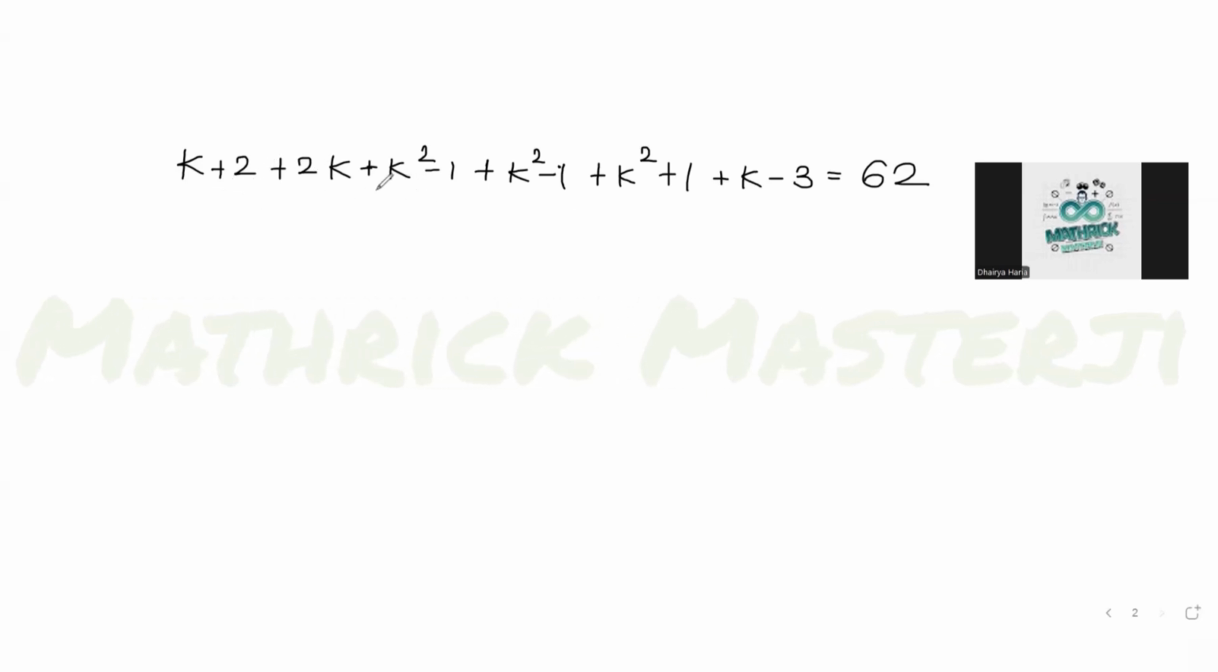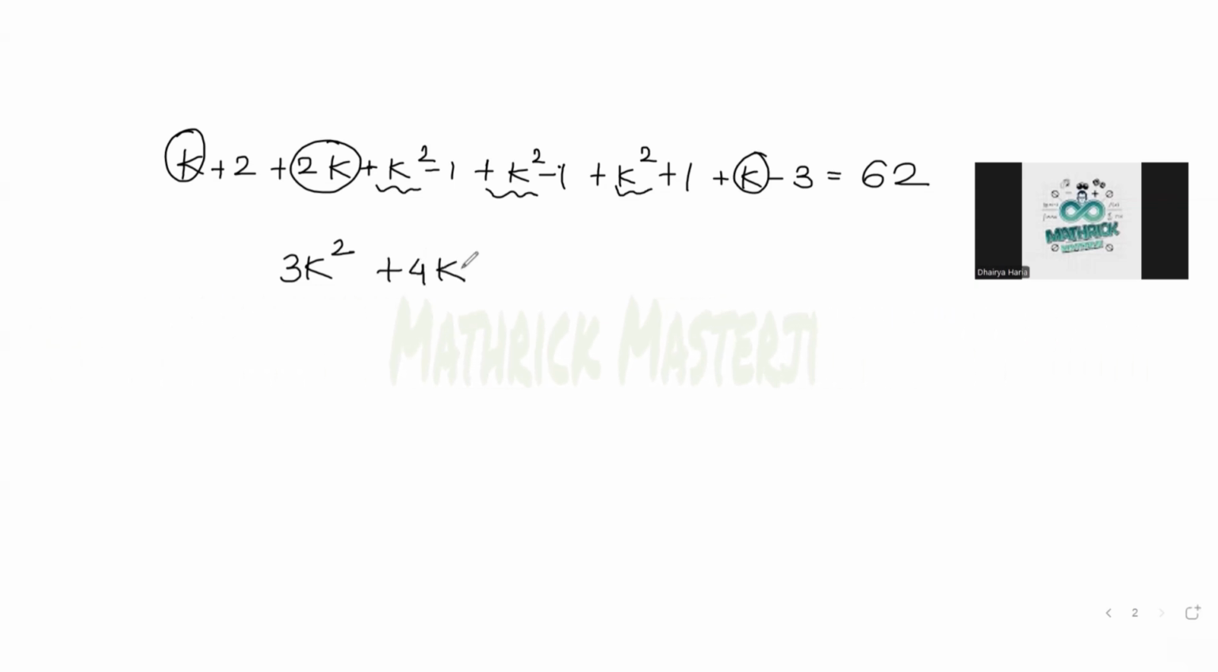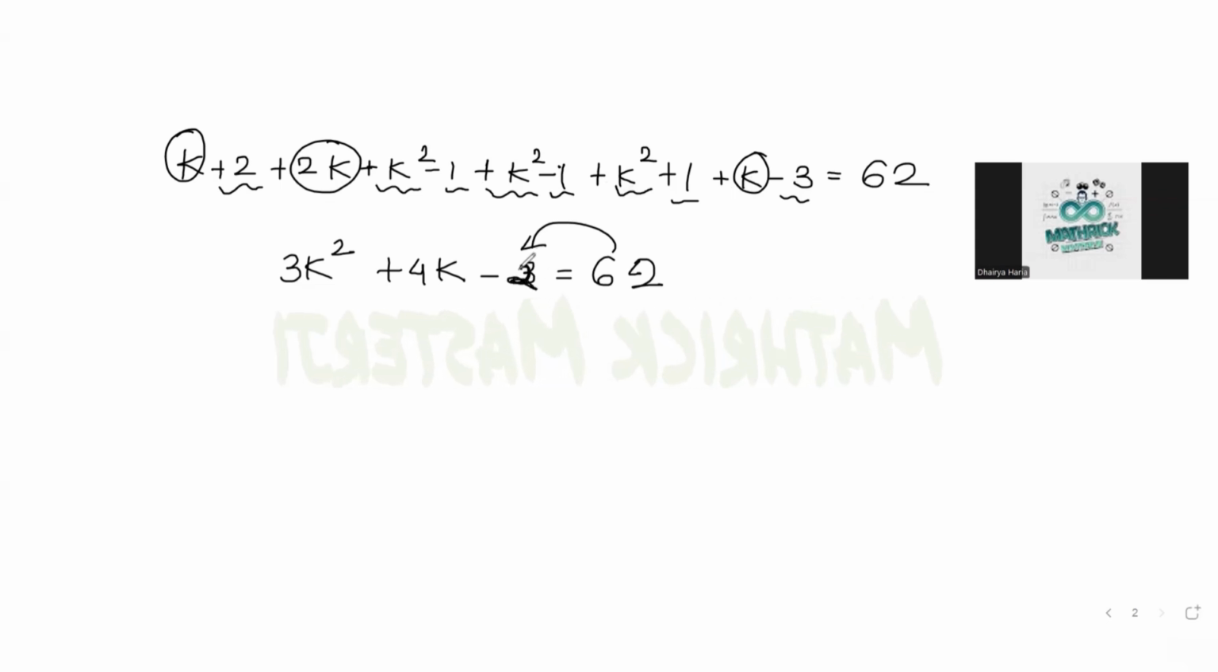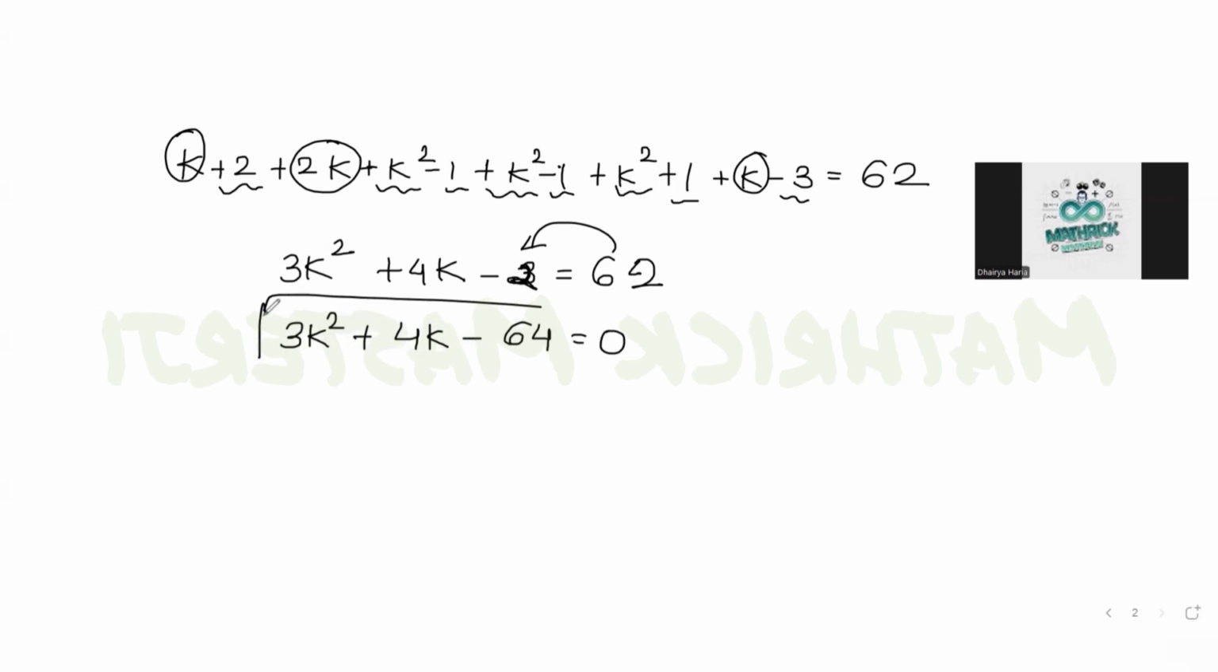Now let's solve this to get the value of k. k square, k square, k square gives me 3k square. k plus 2k is 3k, and plus k makes 4k. 2 minus 1, minus 1, plus 1 makes it 0. And 1 minus 3, so minus 2, not minus 3, equals 62. So from here I get 3k square plus 4k minus 2, and minus 62 makes it minus 64 equals 0. Now let's try to solve this.